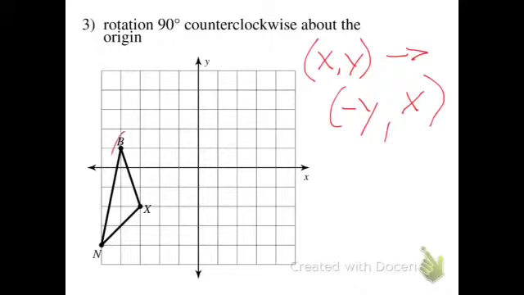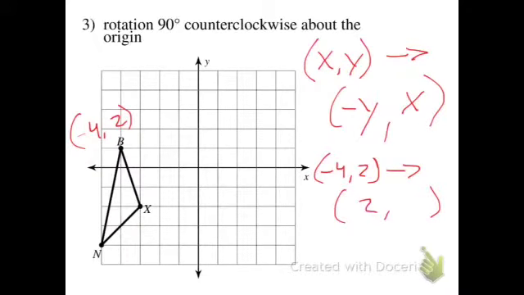B is currently at -4, 2. So when I do this transformation, I need to go from -4 to 2, and that's going to switch. I need to switch places, so I got 2, -4, and I need to make the y one, the one right here, the opposite sign, so it's going to be -2, -4. So that's my new place for B. That's where B prime is going to be. And I'm going to do that for all my points here.